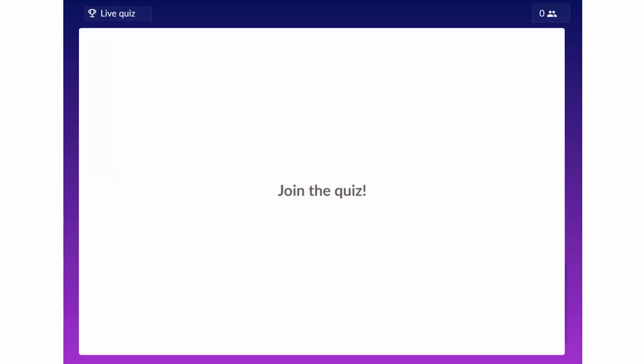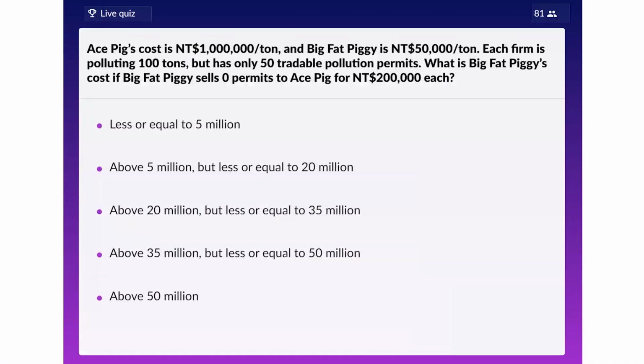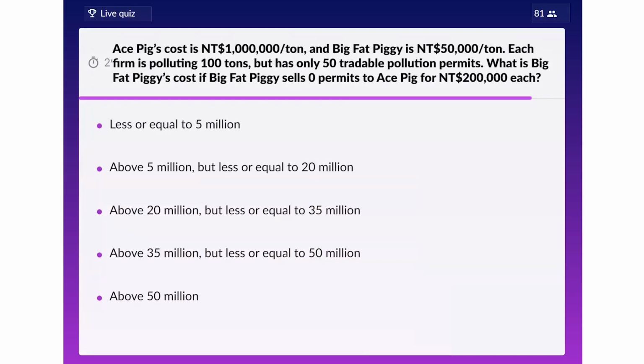Okay, so now let's start. So remember, the same cost, Ace Pig is 1 million NT dollars per ton, Big Fat Piggy is 50,000 NT dollars per ton. So each of you are polluting 100 tons, but you only have 50 permits. So say Big Fat Piggy decides to sell 50 permits to Ace Pig for 200,000 NT dollars each. So what is Big Fat Piggy's cost?